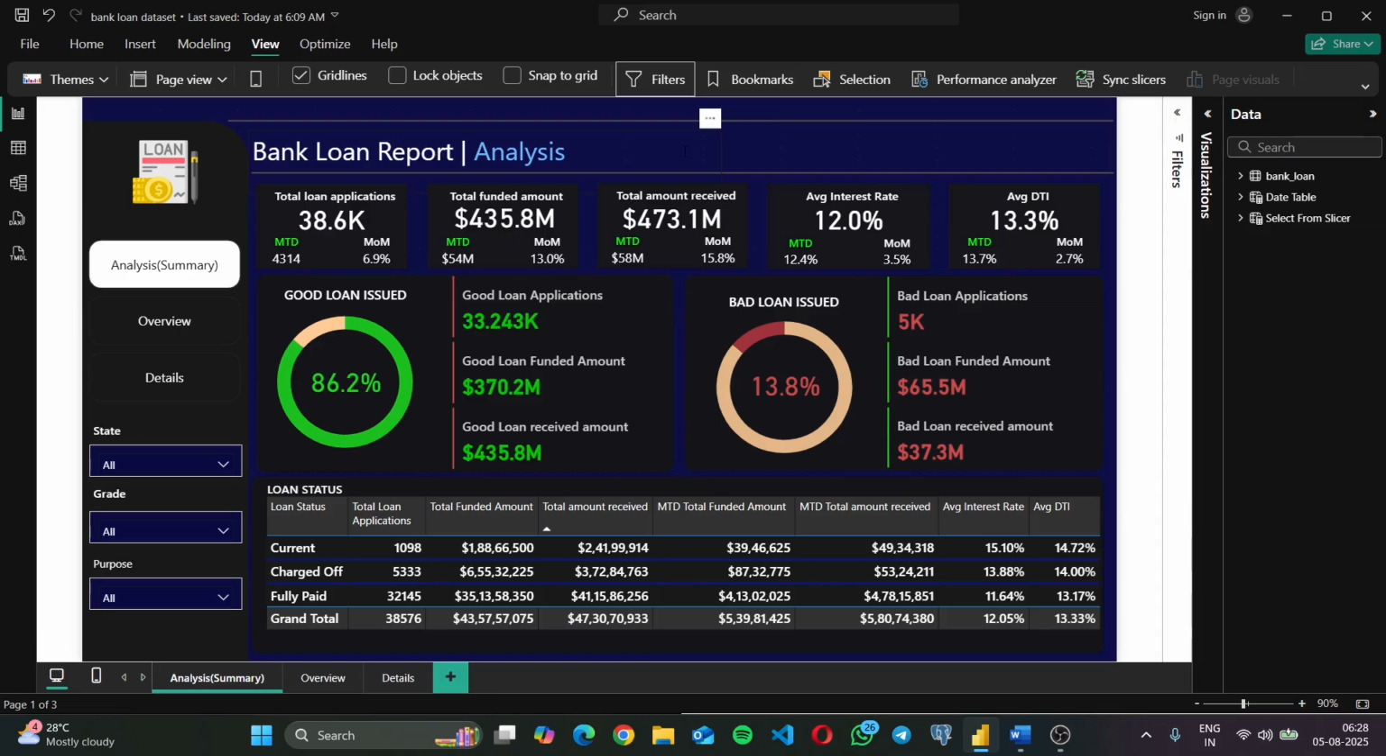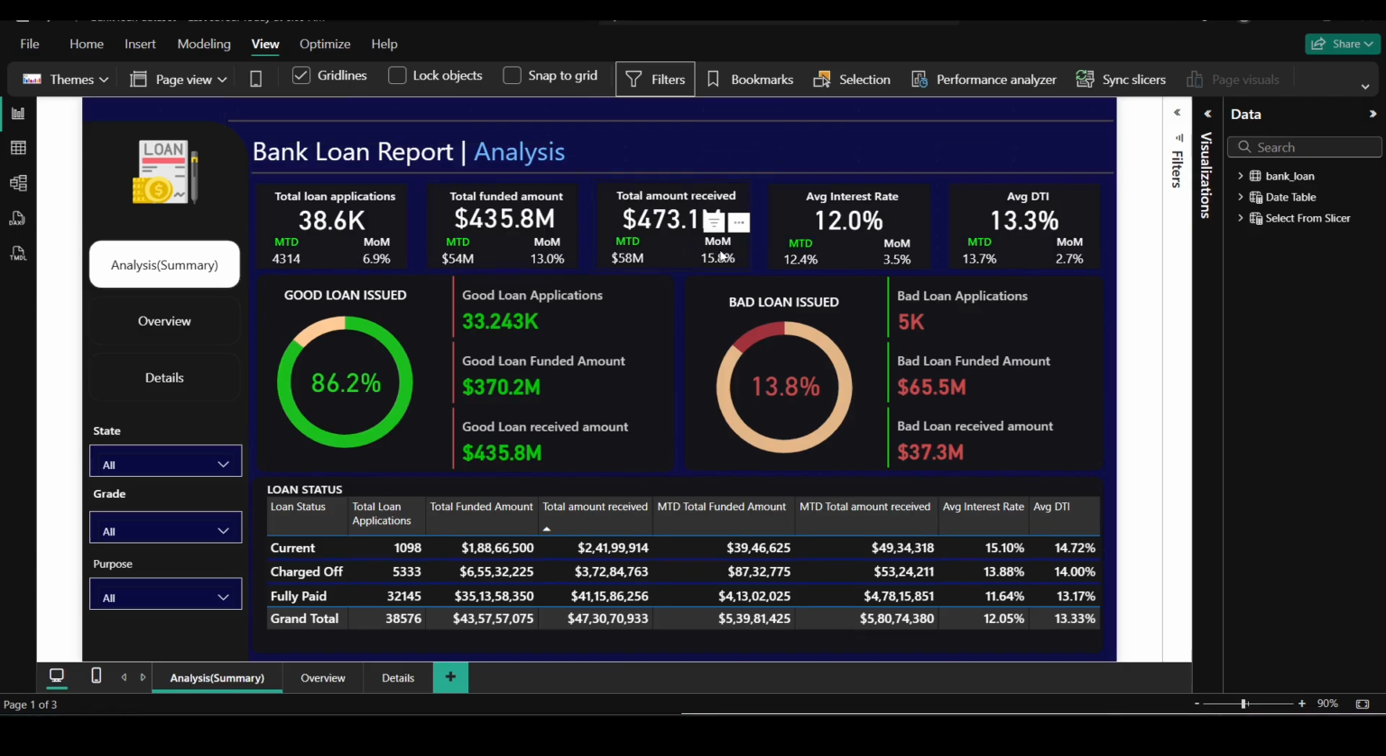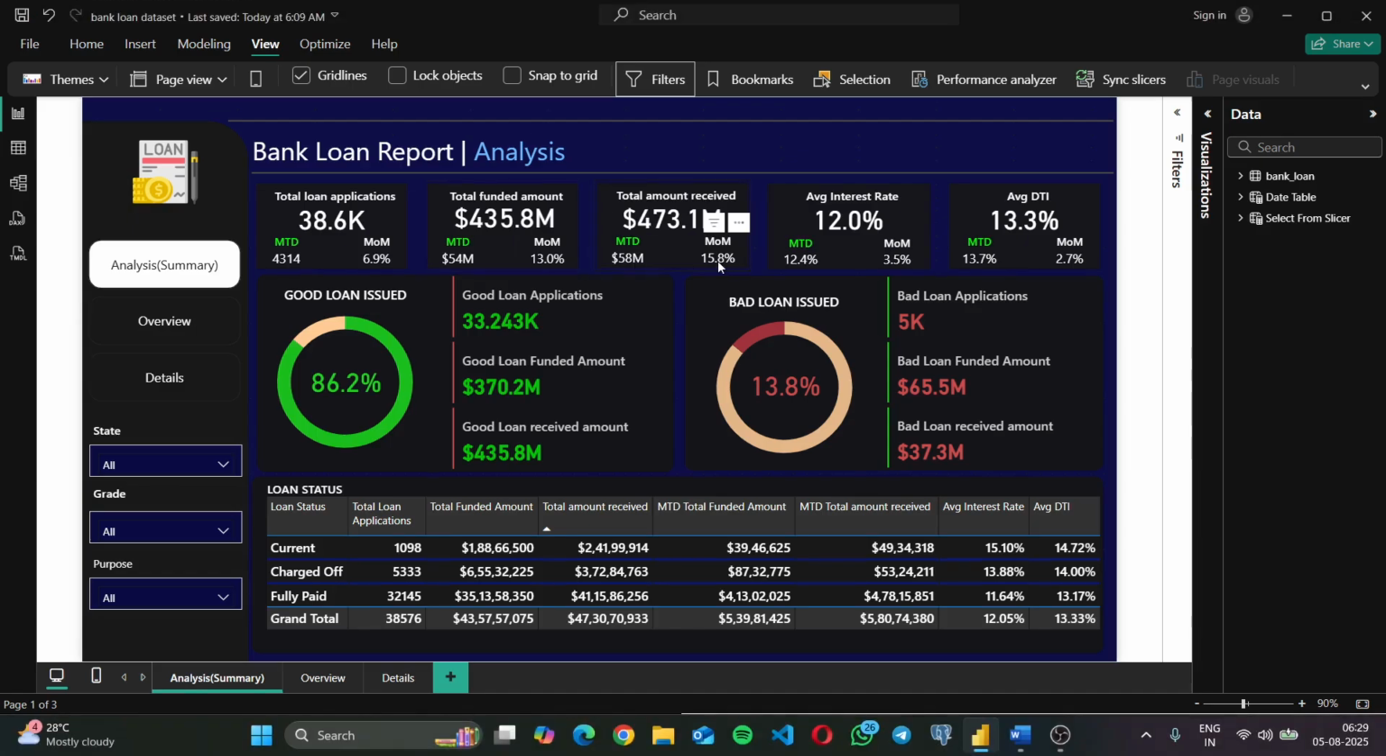Then we have total amount received. It shows the amount that was collected from the users, or the total repayments or incoming funds from borrowers. Here also we have month to date and month on month. It shows around $58 million received for this particular month, and a strong 15.8% month on month increase. Here you can see month on month for total amount received is greater than total funded amount. So this shows a good profitability analysis.